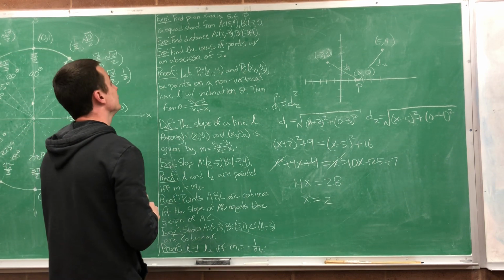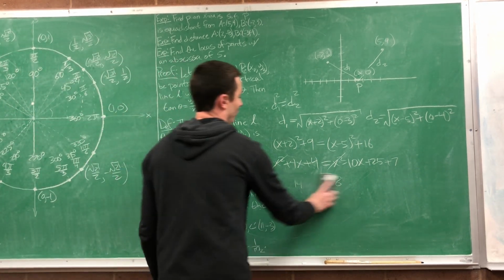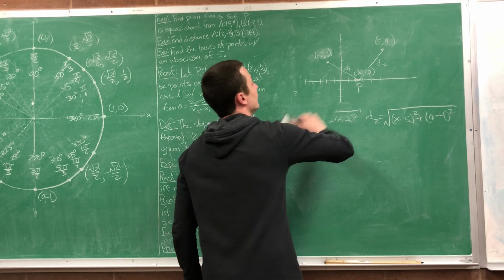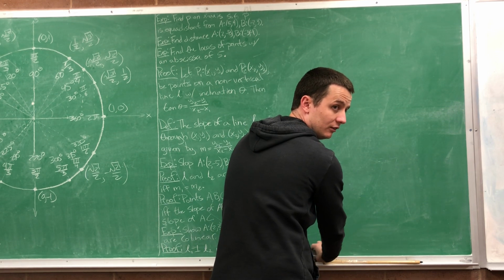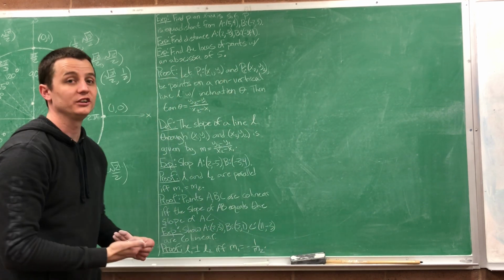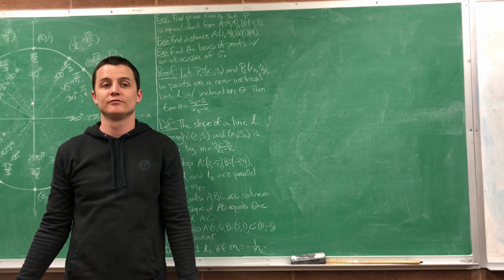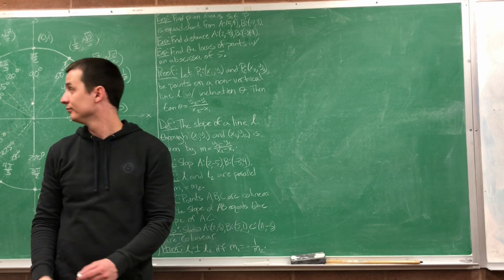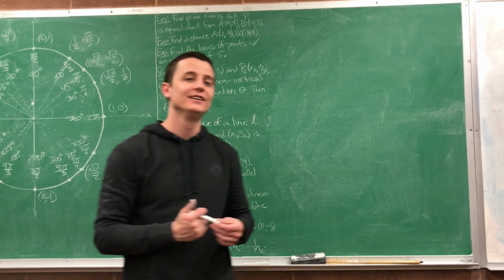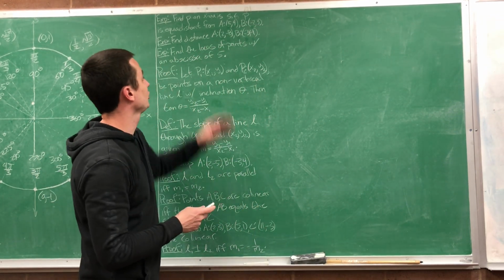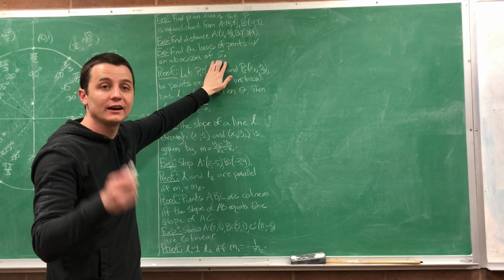Find the locus of points with an abscissa of 5. What on earth does that mean? Find the locus of points with an abscissa of 5. What does abscissa mean? The x-coordinate. Oh. So if we're saying find the locus of points with an abscissa of 5, we're saying find the locus of points whose x-coordinate is 5.